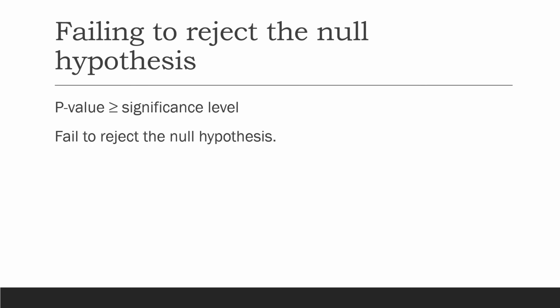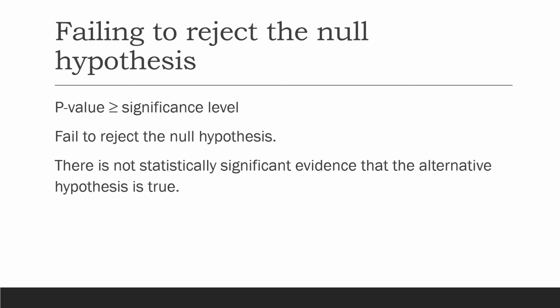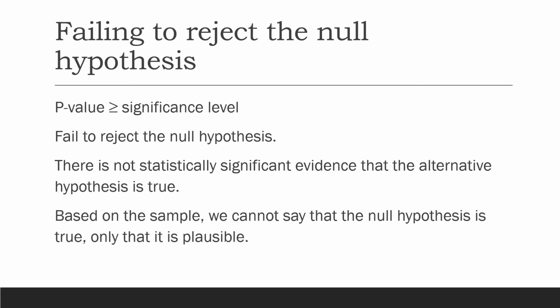Failing to reject the null hypothesis happens when our p-value is greater than or equal to our significance level. And in this case, we would fail to reject the null hypothesis, and there is not statistically significant evidence that the alternative hypothesis is true. It's important to remember that based on sample data, we can never say that in the population the null hypothesis is definitely true. We can only say that it's plausible. And because it's plausible, we're not rejecting it in favor of the alternative. So it's very important to remember, when you don't reject the null hypothesis, it does not mean that you've shown it to be true.